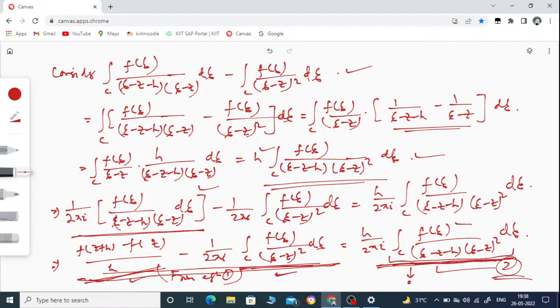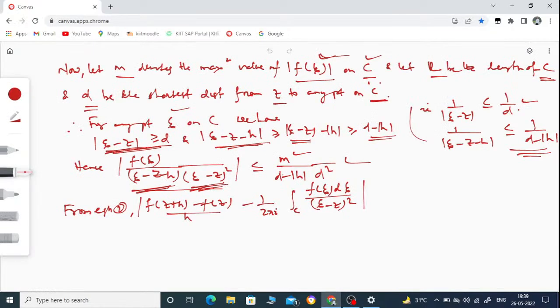If I take its modulus, h by 2 pi i has modulus mod h divided by 2 pi, because the modulus of i is 1. So now go to the page. So the modulus of the left hand side is this one. Then what will be the modulus of the right hand side?